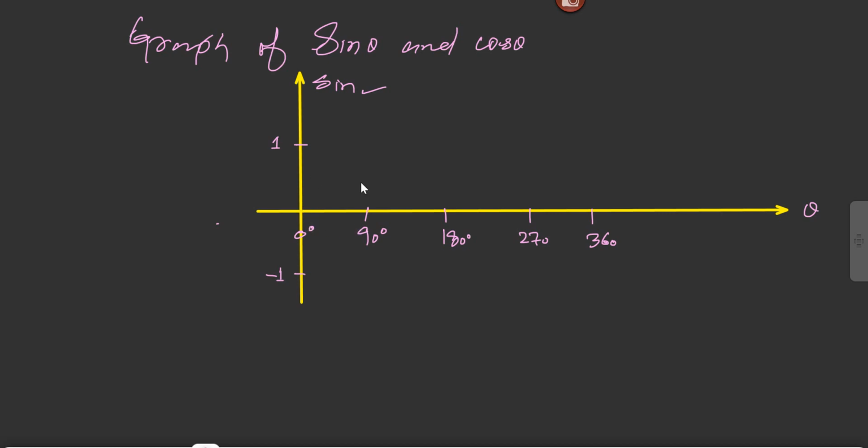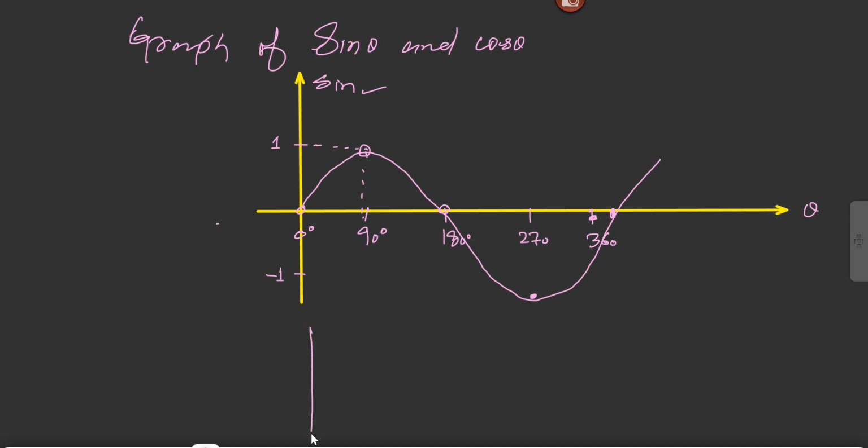Okay, it is 0. At 90 degree, what about its value? 1. At 180 degree? 0. Okay. At 270 degree? Sir, minus 1. That will be minus 1. At 360 degree, it is 0 again. Okay, when you join all these, you will get the graph like this. Even I am putting 360 degree here. Okay? So this is the sine graph, dear children.